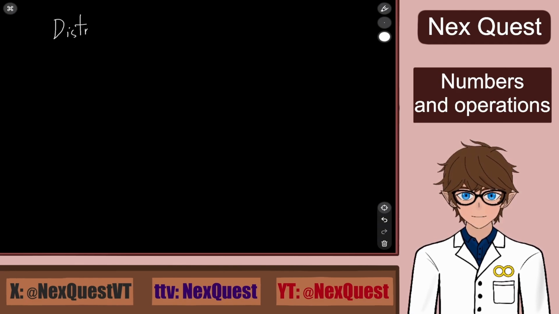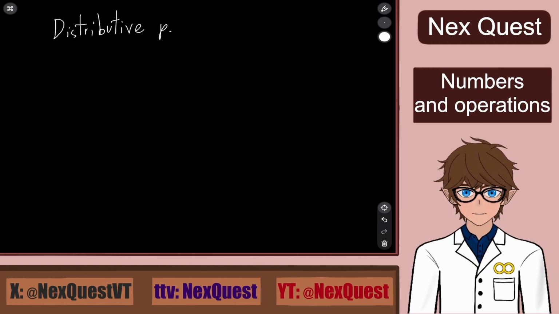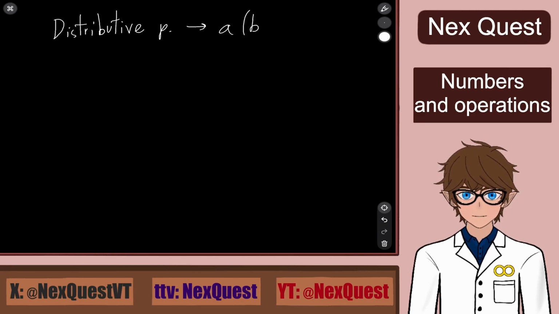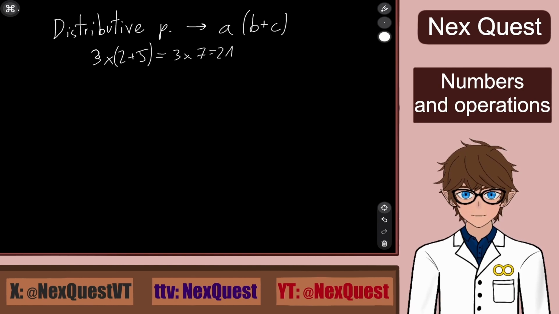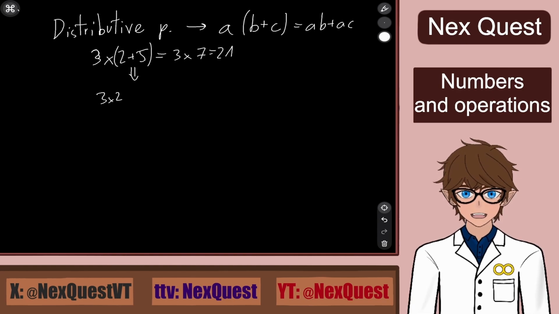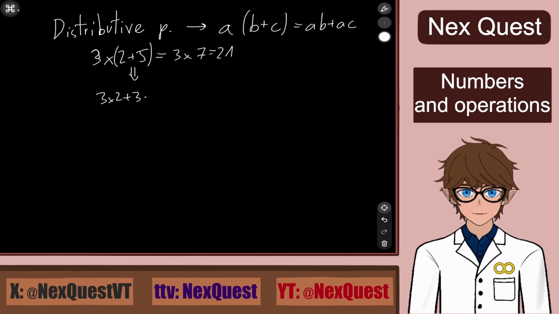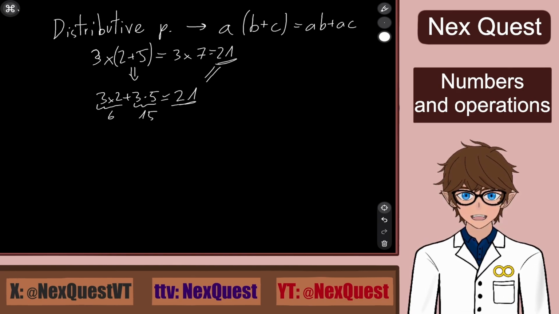Next one, we have distributive property, which states that multiplication distributes over addition. Let's write this as 3 times (2 plus 5), and in general terms that is a times (b plus c). Now let's solve this first. 3 times 7 equals 21. And now let's use what we learned here, that it distributes into ab plus ac. If we do that, we get 3 times 2 plus 3 times 5. If we add 6 and 15, we get 21, so they are the same.